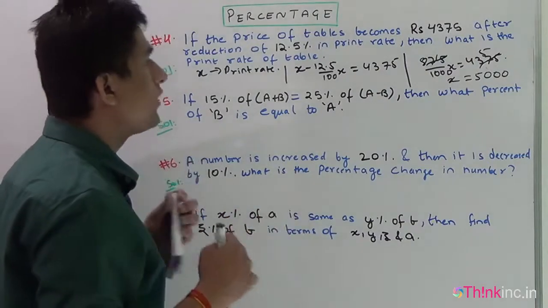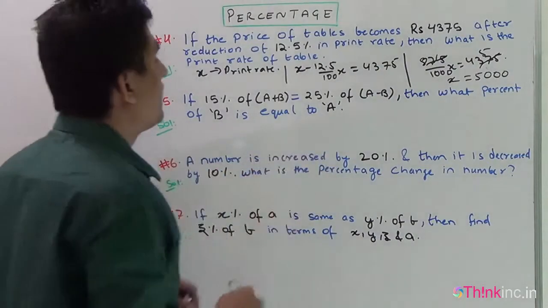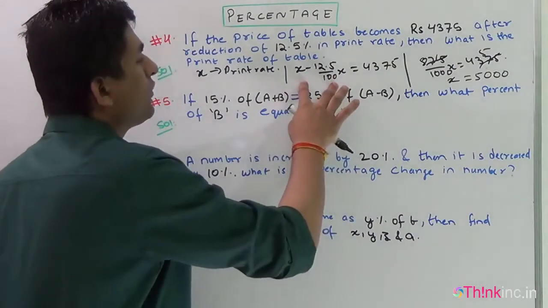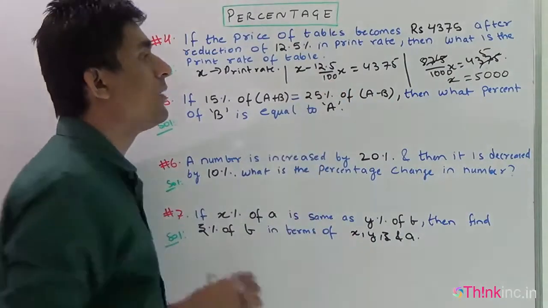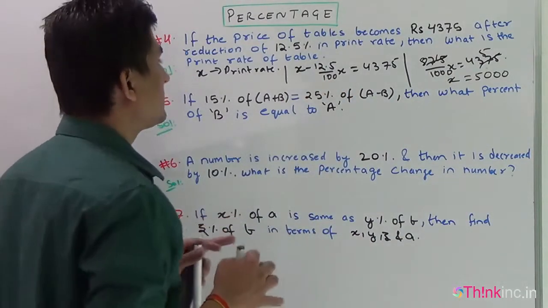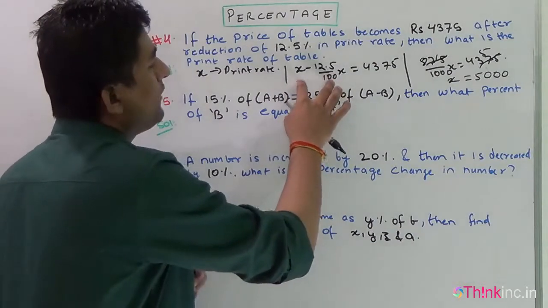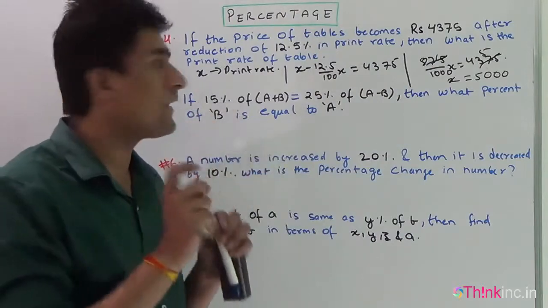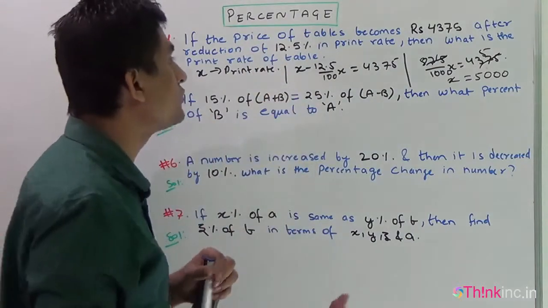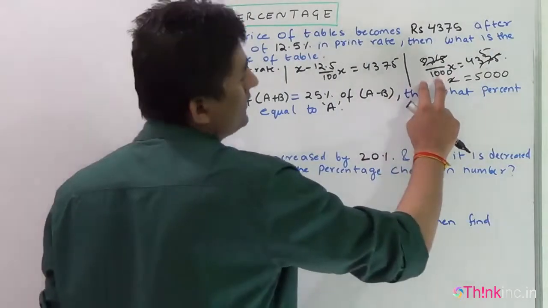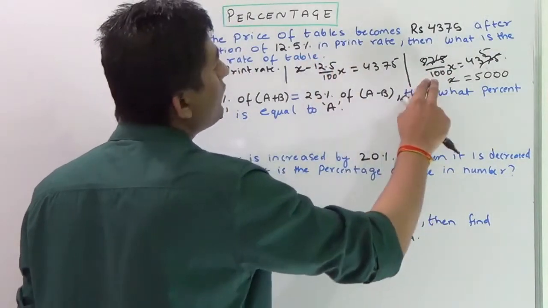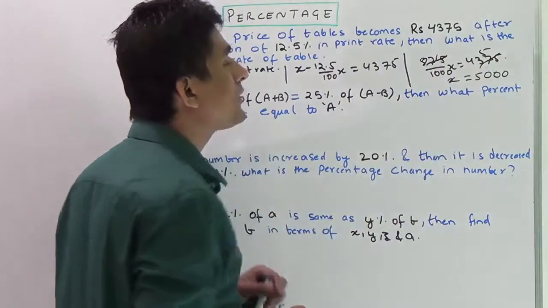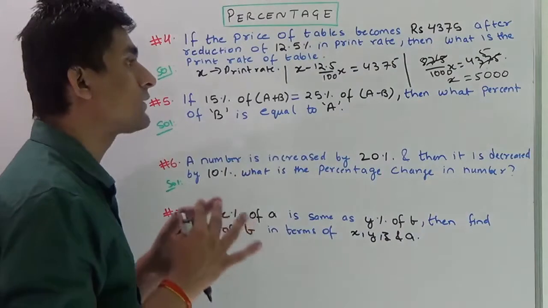However, you should note one thing also. From this question, if you are a beginner, you can solve it by just framing this kind of equation. But if you have expertise in percentages, you don't need to write this every time. You know that the actual price of a table would have been 100%, and from that 100%, 12.5% was reduced. That means I can directly write 100 minus 12.5, that is 87.5 upon 100 into X, which will be equal to 4375. I think this part is clear to you.